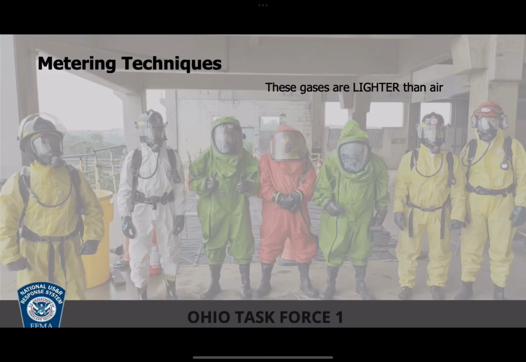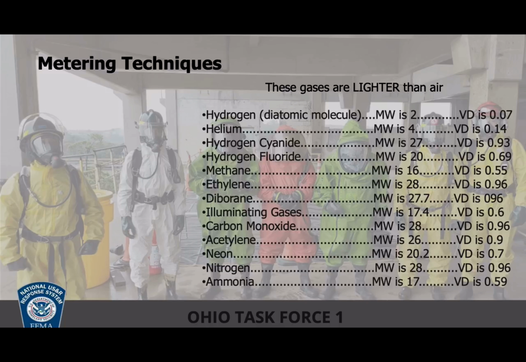We do know that in metering techniques, we have many gases that are lighter than air. These are those gases: hydrogen, helium, hydrogen cyanide, hydrogen fluoride, methane, ethylene, diborane, and illuminating gases, which are methane mixed with other gases like neon, carbon monoxide, acetylene, nitrogen, and ammonia.